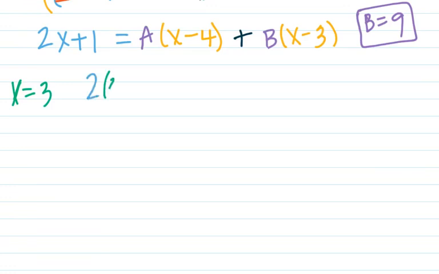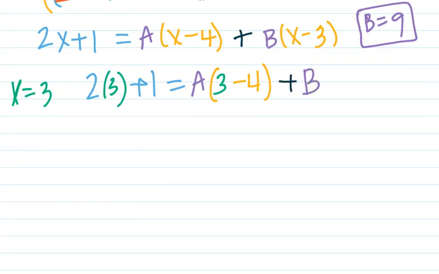So I'm going to go ahead and substitute that in. On the left hand side, I'll have 2 times 3 plus 1. And then on the right hand side, instead of x minus 4, it's going to be 3 minus 4, plus b times 3 minus 3. And as we already said, that's going to go away to 0. So that term cancels out.